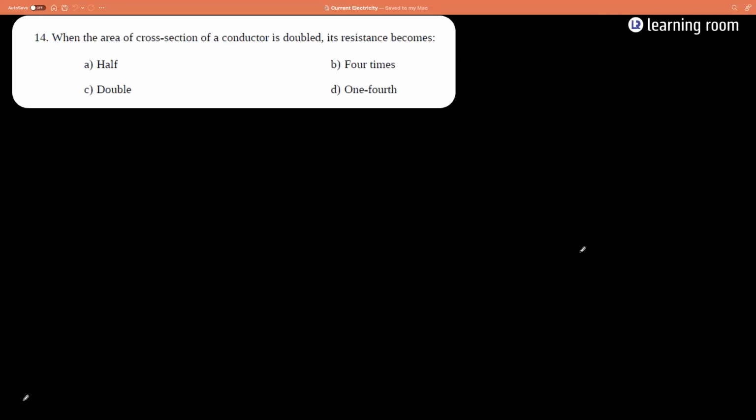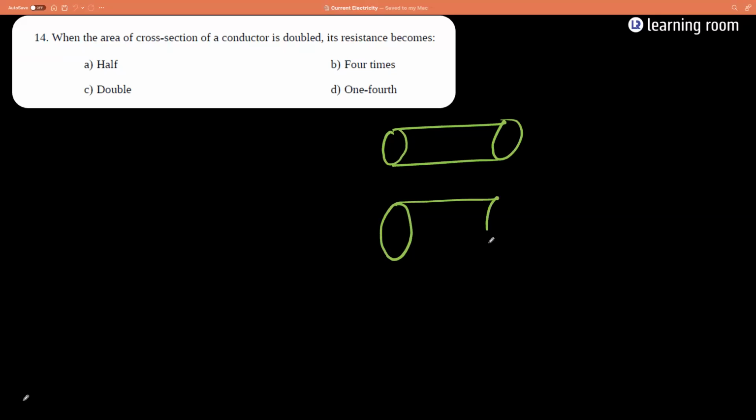When the area of cross section of a conductor is doubled, the resistance becomes half. Think and tell me. Yes, sir, half. So listen, if there is a question where they ask a wire is stretched or compressed, at that point the answer will not be half, it will be 1/4. But if the area of cross section is doubled, meaning you are not changing the length, only then you can say R is inversely proportional to A.